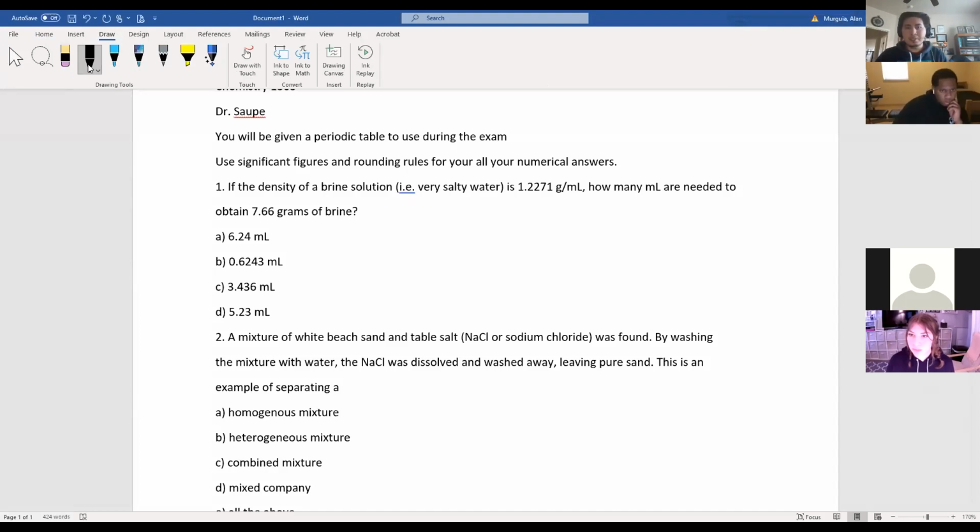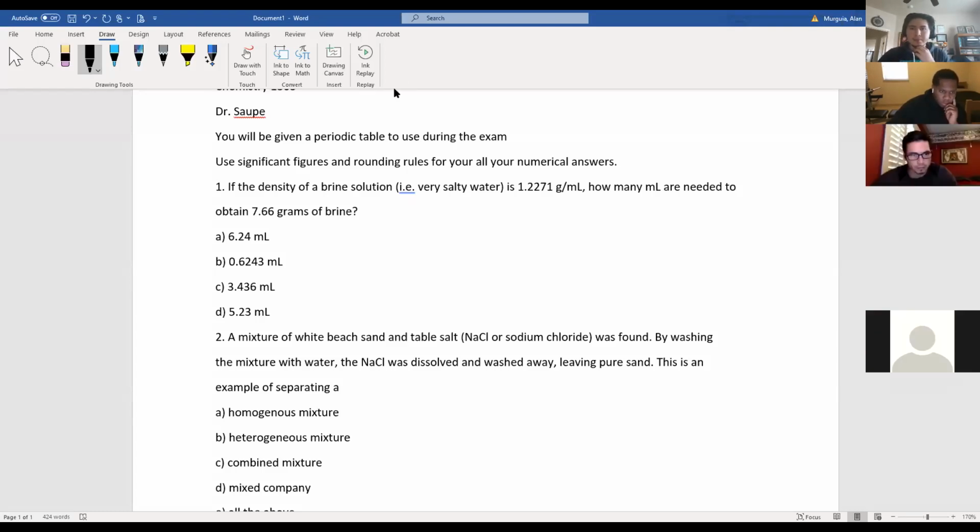It's asking us to use significant figures and the rules of rounding for all our final answers here. So for the first question, it's saying that if the density of a brine solution, which is salt water, is 1.2271 grams per milliliter, how many milliliters are needed to obtain 7.66 grams of brine? To start off with this question, let's write down what we know. What information is this problem giving us right now?